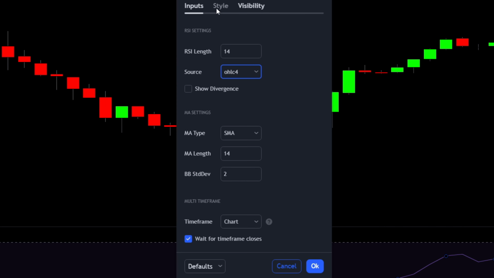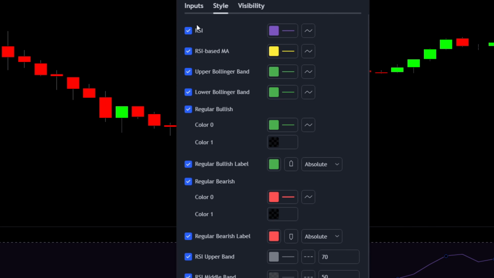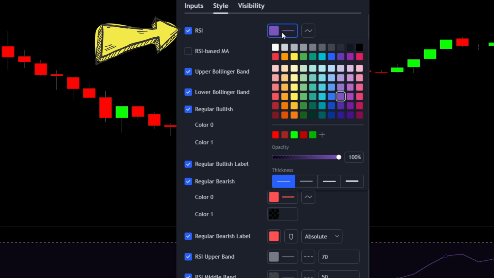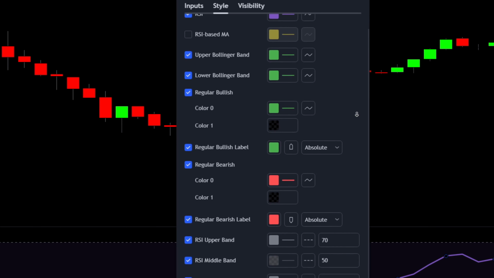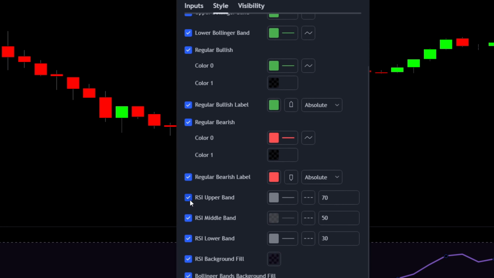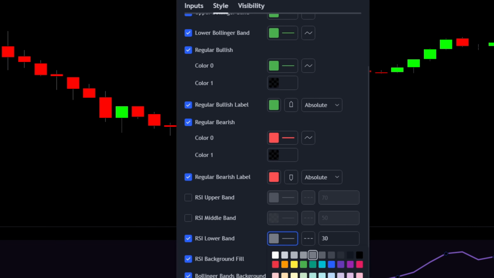We also want to change a few things here on the style tab of the indicator. So the first thing we want to do here is that we want to go down to the RSI based moving average, and we want to uncheck this one. What I also like to do is that I like to make the RSI line a bit thicker here. Now we want to scroll down a bit here, and we want to uncheck the RSI upper band, we want to uncheck the RSI middle band, and the lower band we want to make a bit more clear. So I'm gonna make this one orange, and I will make this one a line.